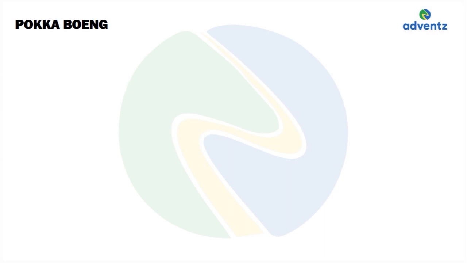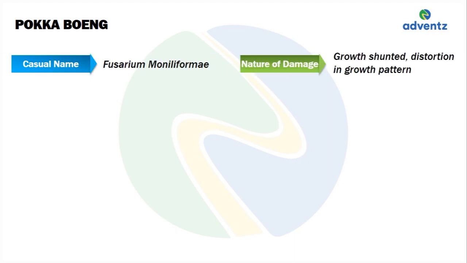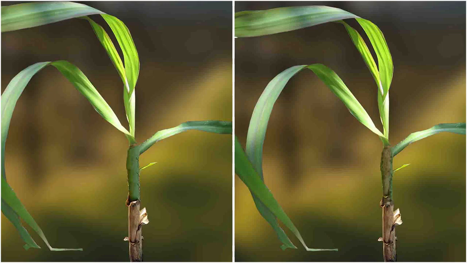The next disease is called Pokkah Boeng. The causal organism for which is Fusarium moniliforme. The nature of damage that it causes is it stunts the growth of sugarcane, and it also creates distortions in the growth pattern. This is rapidly emerging as a major disease affecting sugarcane and is observed in most of the sugarcane growing areas. The plants become stunted and there is distortion of the plants.